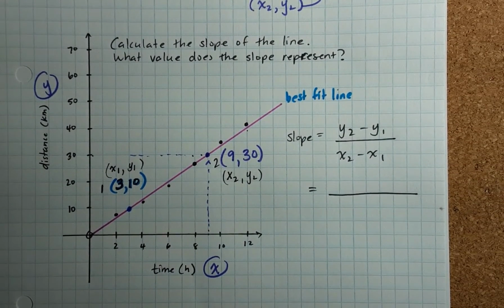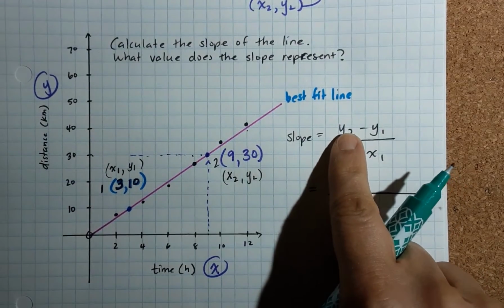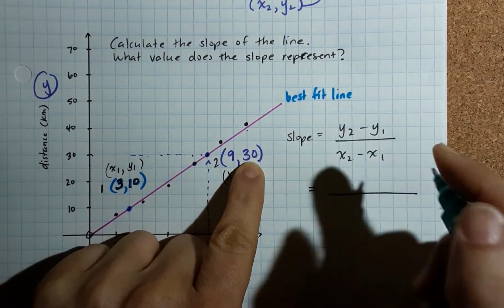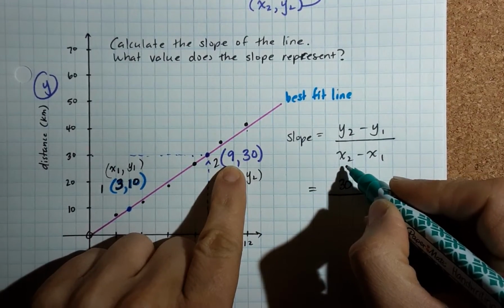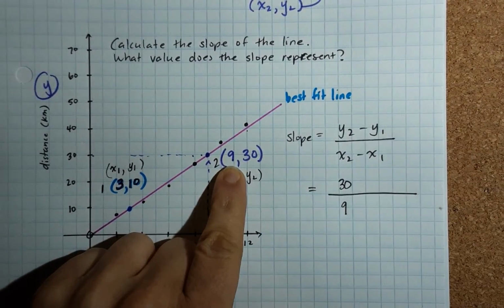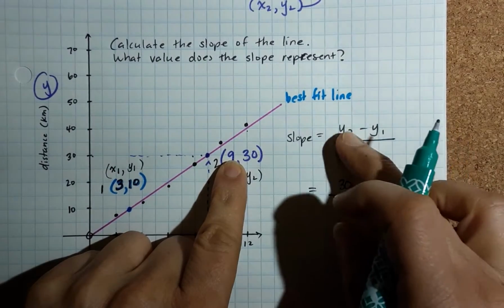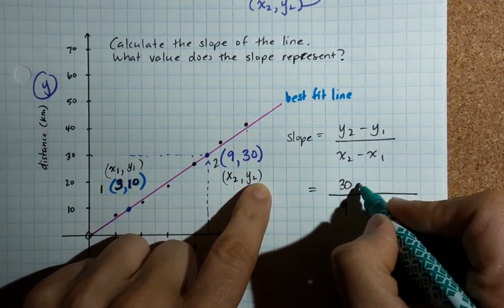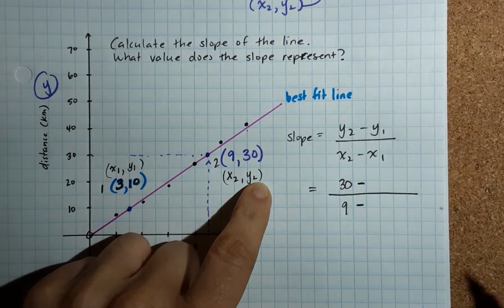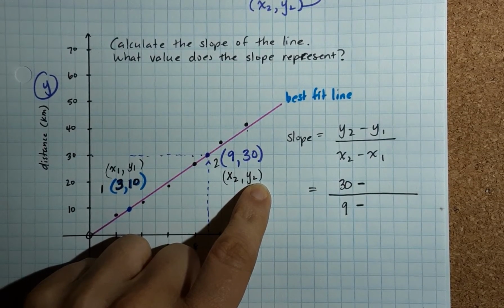So I'm going to start with the y's. So I'm going to look at y2. I'm going to come over here. y2 is 30. Okay. And x2 is 9. So what you can do is you can actually write the point vertically. So 30 and 9. Okay. And then put in your minuses.